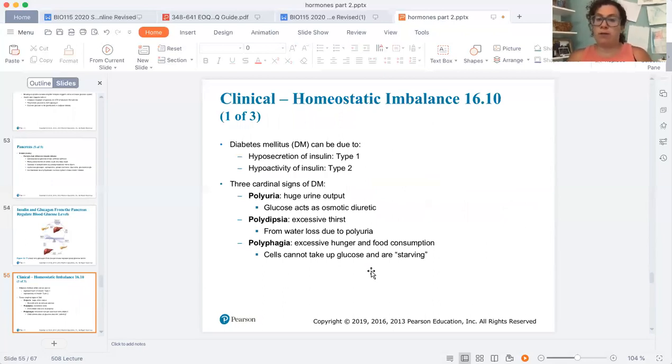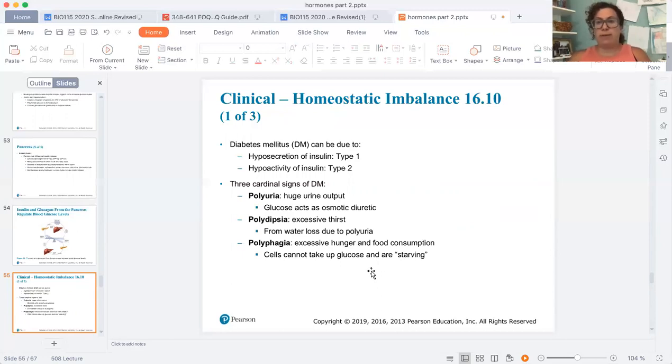What happens when we have too high? We get lots of problems that occur. So we discussed there are two different types of diabetes. There's the one that you're born with, or sometimes that you're not born with and happens for other reasons, which is type 1, which means that you're not secreting enough insulin. Type 2 is that you're secreting insulin, but it's just not reacting right.